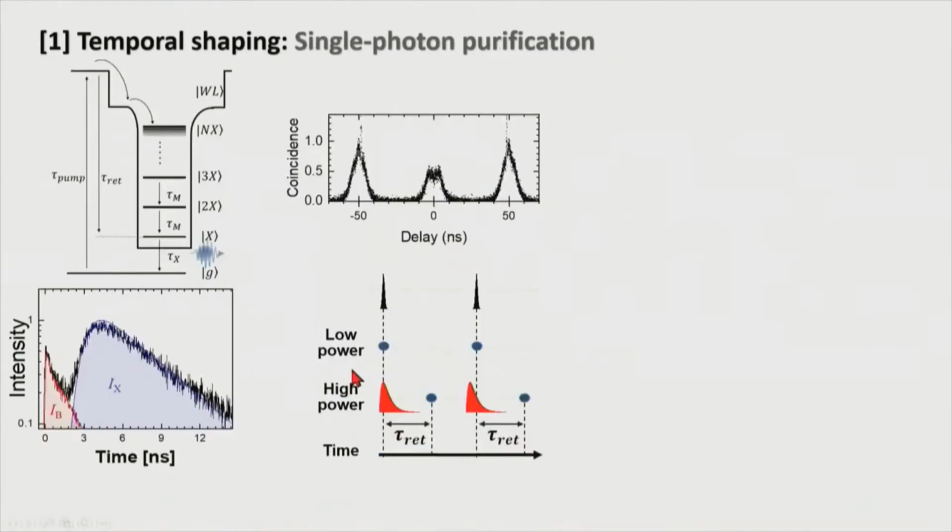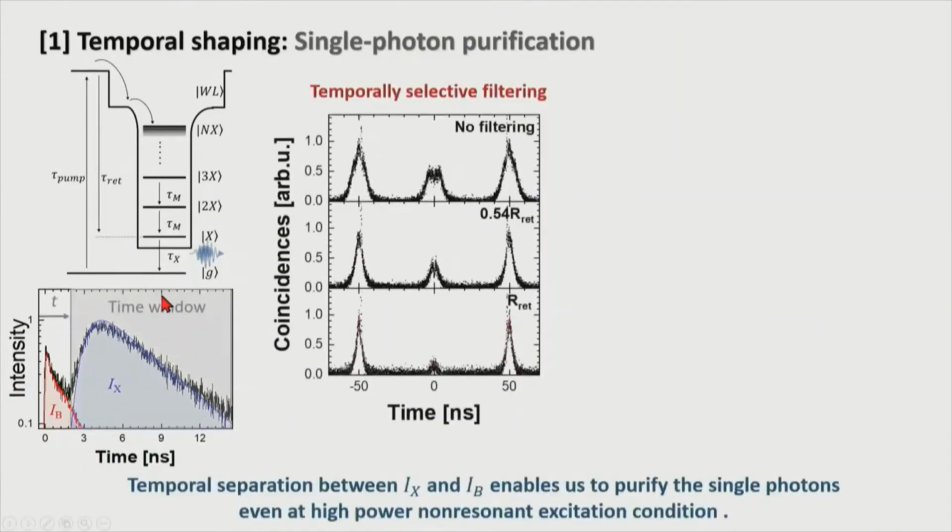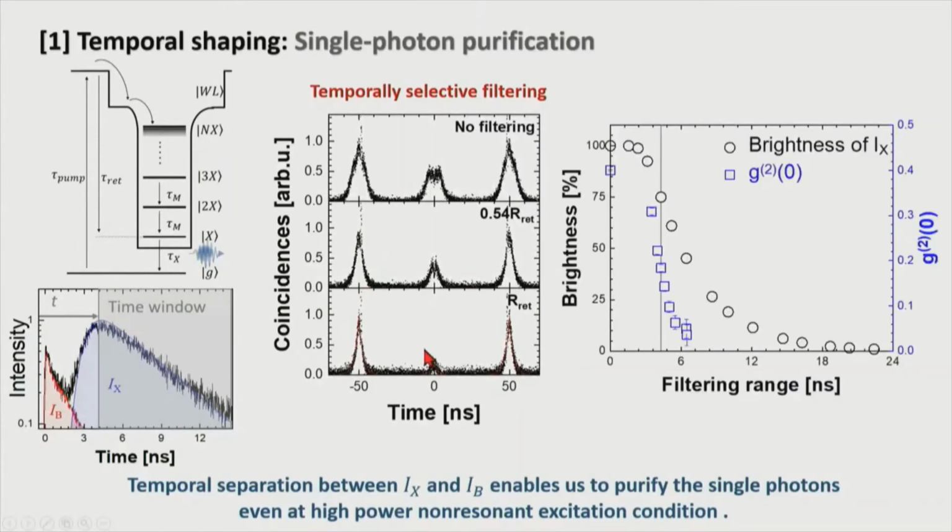But thanks to the temporal separation between single photons and this background emission by the retardation time, we can selectively filter out the single photons. Without temporal filtering, the g2 is as high as 0.5, but proper temporal filtering that removes this background emission can improve the g2 value. So by widening this time window, we can achieve quite a low g2 value, even at very high excitation power.